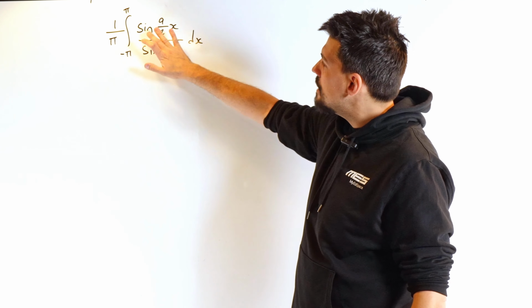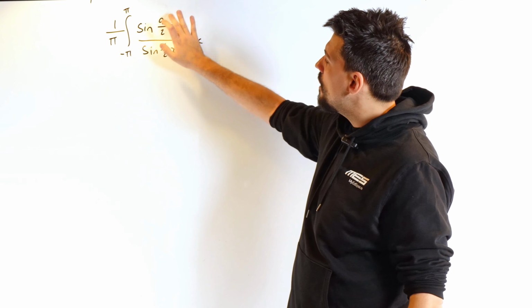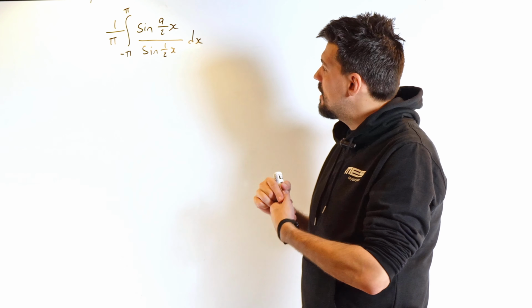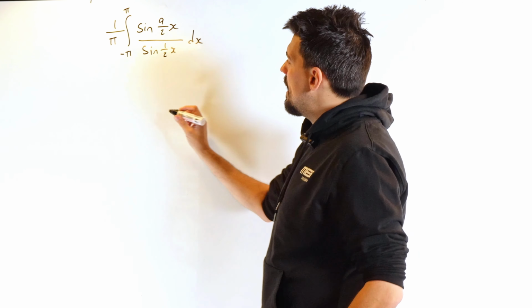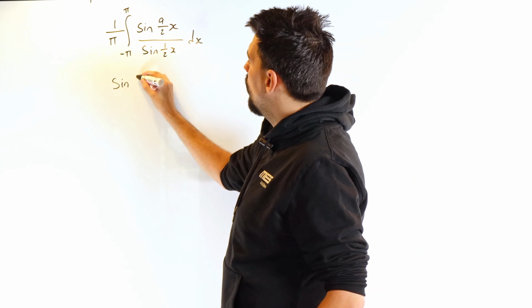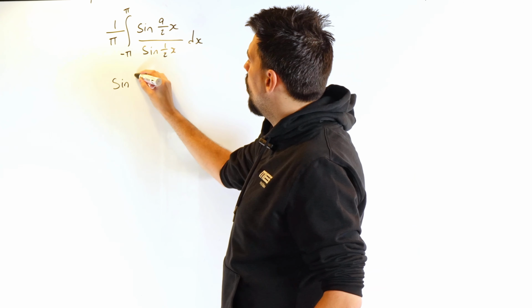Now, sine of 9 over 2 x, sine of a half x. Well, before we go any further, what's jumping out at me here is the fact that, and we're going to be doing a lot of trig identities today, sine of 9 over 2 x is sine of 4x plus a half x, which is sine 4x cos a half x plus cos 4x sine a half x.